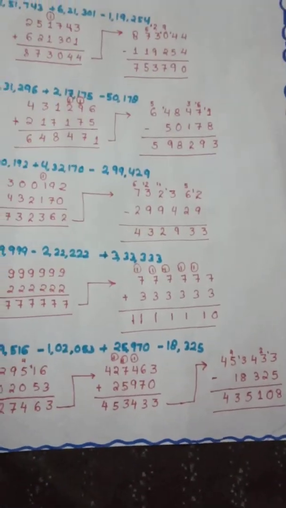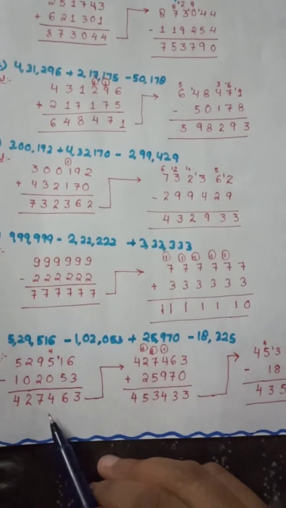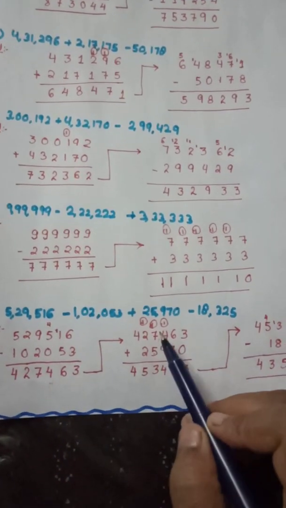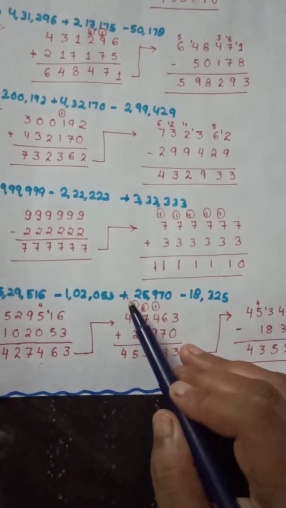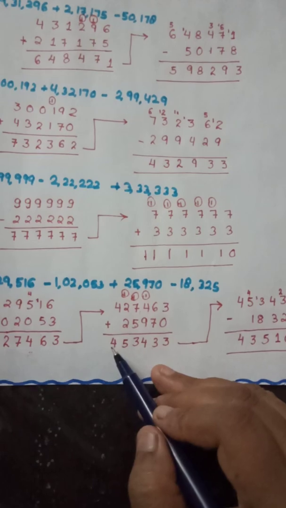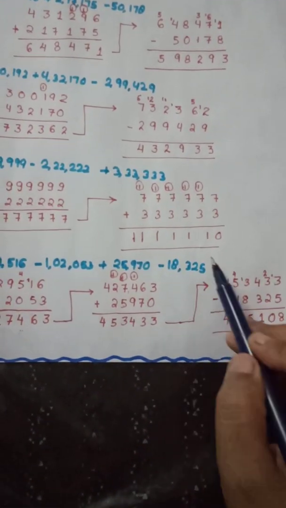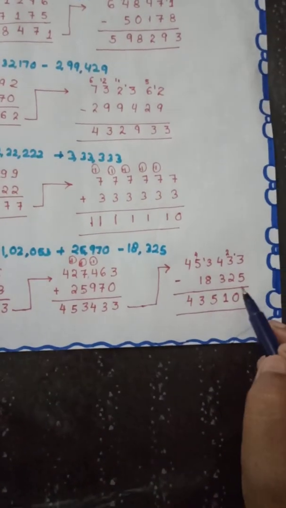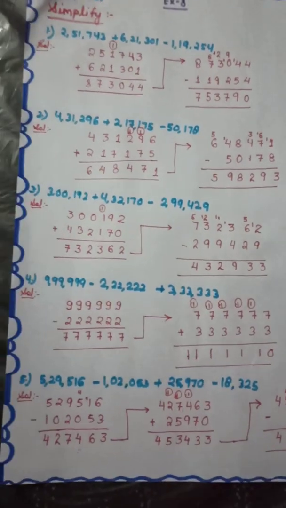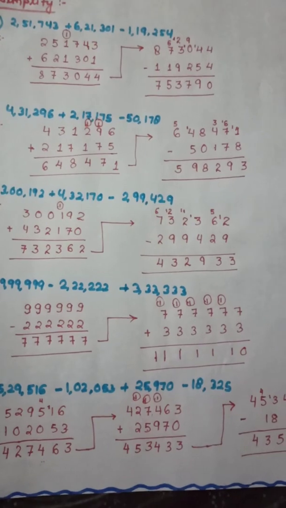Let me show it once again. First of all, we have subtracted these two numbers. Okay, this is the answer that we have obtained. Then in this answer we have added this number, right? This is the answer that we have obtained after addition. Then from this answer we have to subtract this number. So this is the final answer that we have obtained. Okay, so this is how we have done exercise 8 of unit 3.